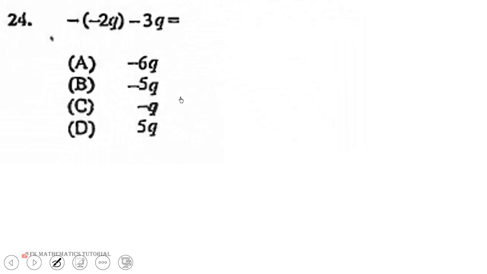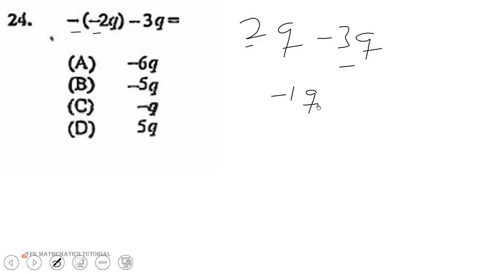Question 24. Negative 2 times negative 2q. So negative becomes positive: 4q minus 3q... So 2 times of something minus 3 times of that, you are going to owe negative 1 of that. So negative 1 times q is negative q. So the correct answer is option C.